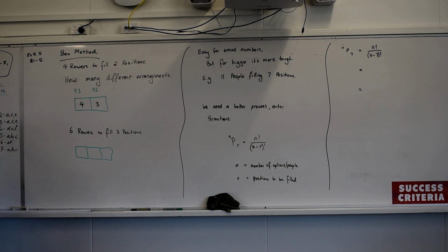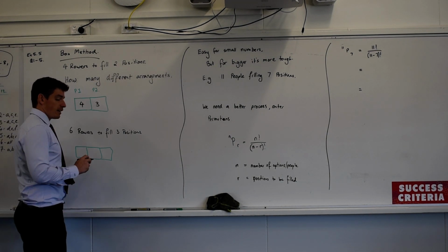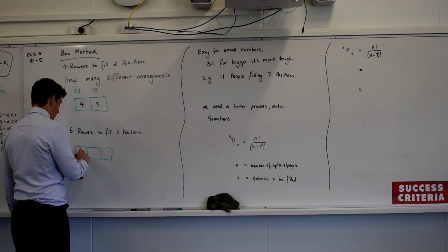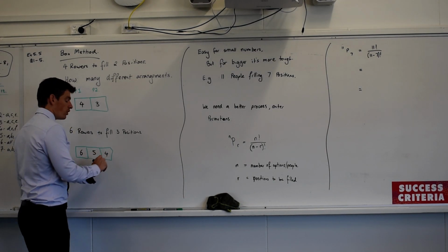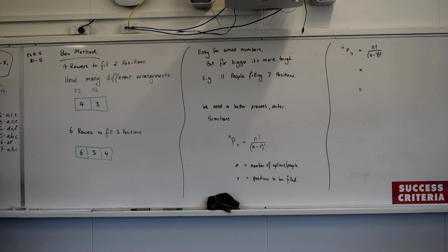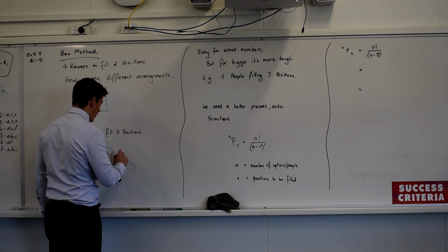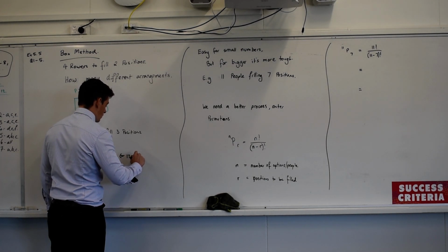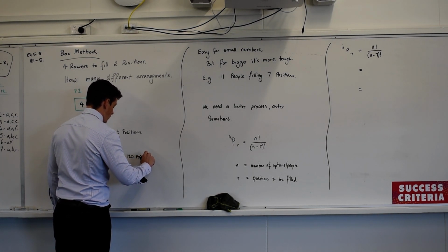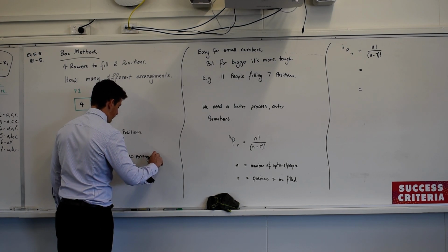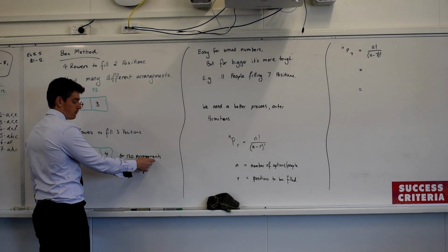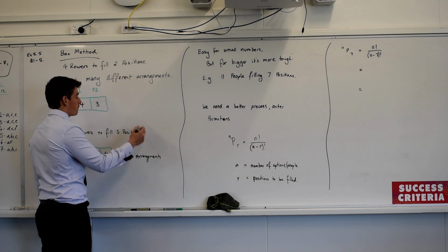What have you got, Arabelle? 120, how do you get it? 6 times 5 times 4. Who went about it in that way? Very, very good. So it is 120. So we've got 120 arrangements. Is that right? Yeah, good.